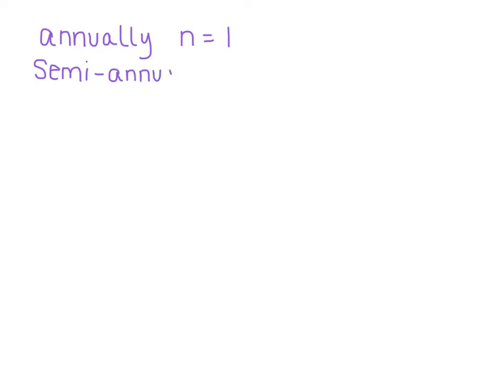Compounding annually means n is going to equal 1, because that's 1 time per year. Semi-annually is like every 6 months or every half a year. So semi-annually, n is going to equal 2, because it's 2 times per year.